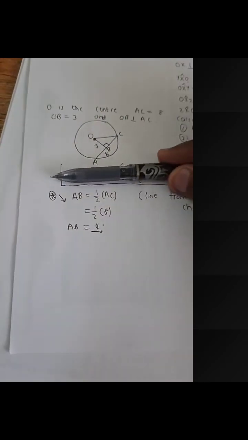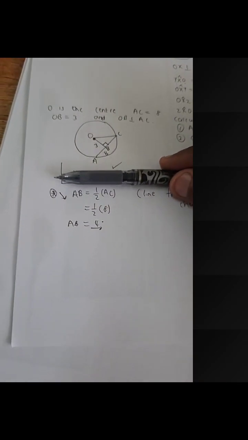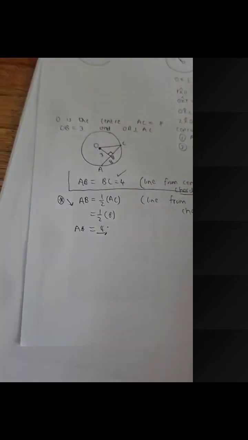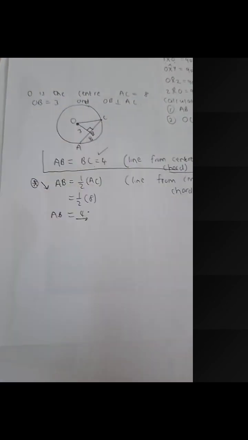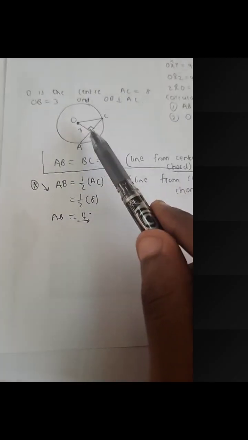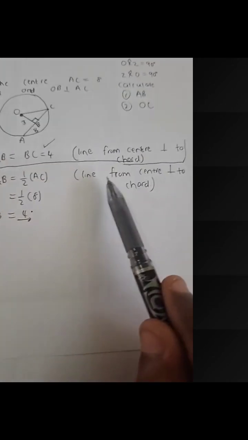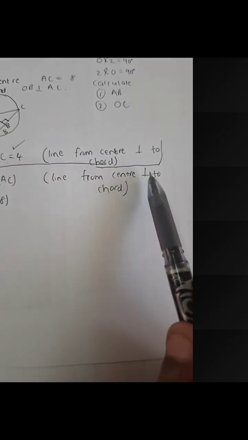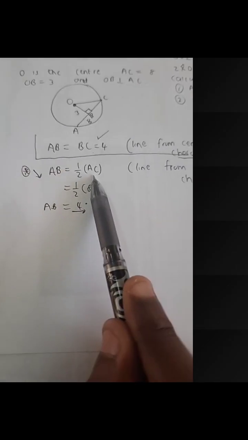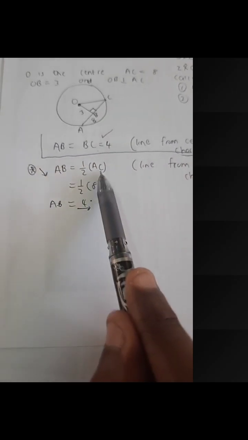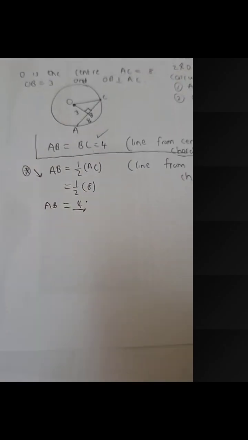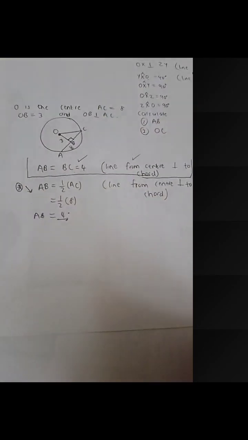Or alternatively, if I'm someone who's thinking a little more algebraically, to say AB is equal to half of AC, that is my understanding that indeed this line AC is being bisected by OB. So if I say AB is equal to half of AC, that's true. Why? Line from center perpendicular to chord. That's why I can say this. So this would be a second option or second approach. Okay, so AB is equal to half of AC. I show the half of 8. I get AB is equal to 4. Both of these would be acceptable. If you answered your question this way, I would give you 100%.